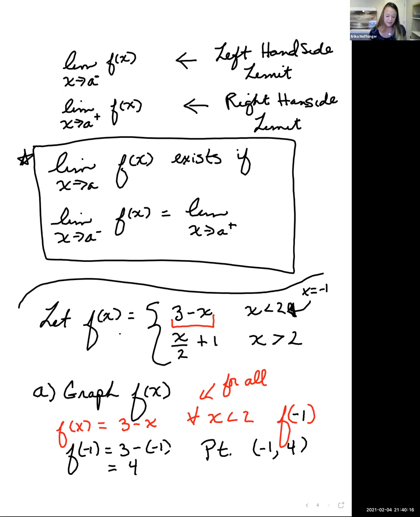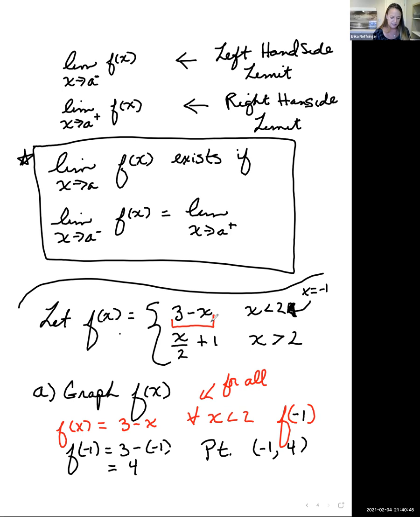When we're graphing these, the thing to be careful of is making sure that you don't use an equation if it's falling outside of its domain. So I would not plug -1 into the second equation, because that's a false statement. -1 is not bigger than 2. So be careful, if you're going to plot points to graph, about which equation you're plugging your value of x into.